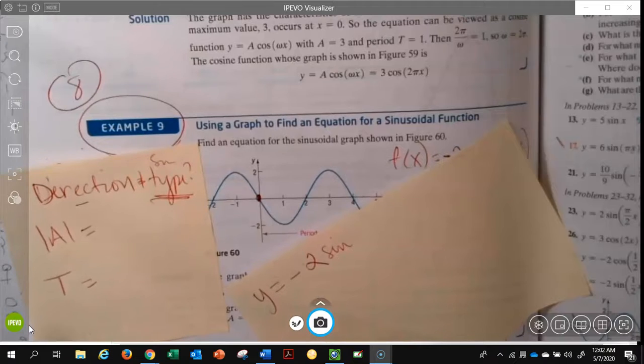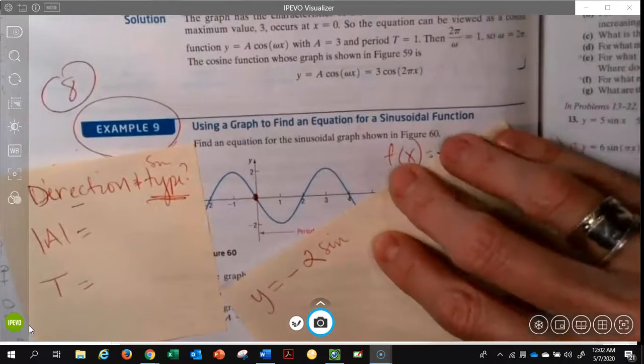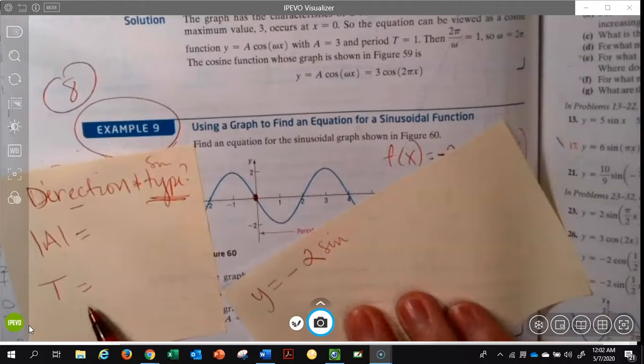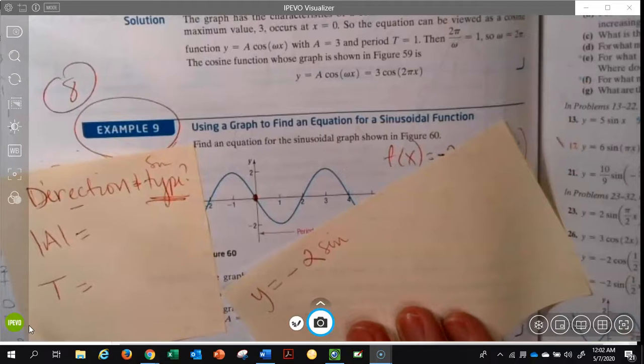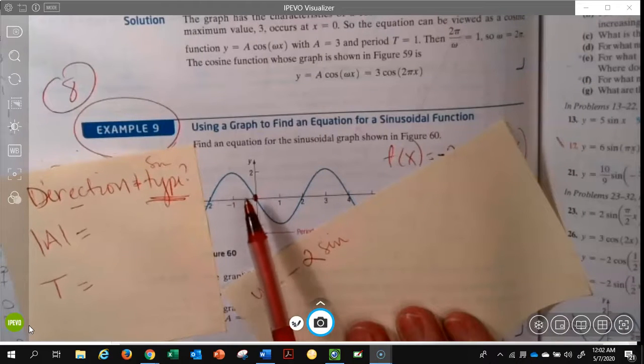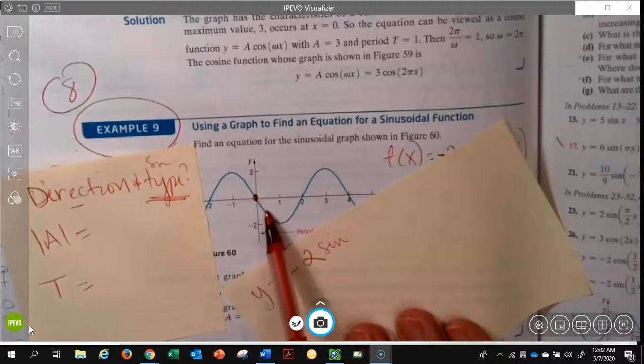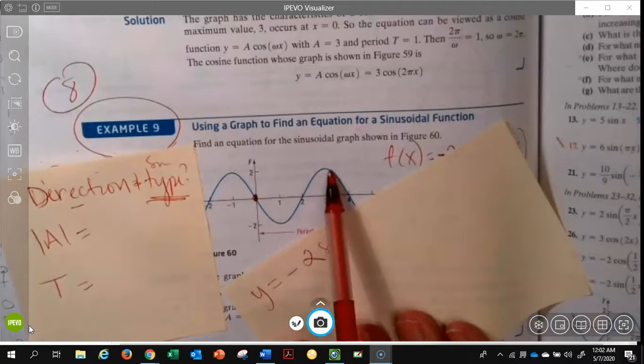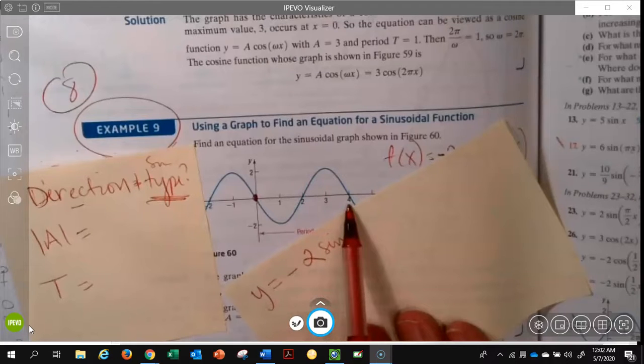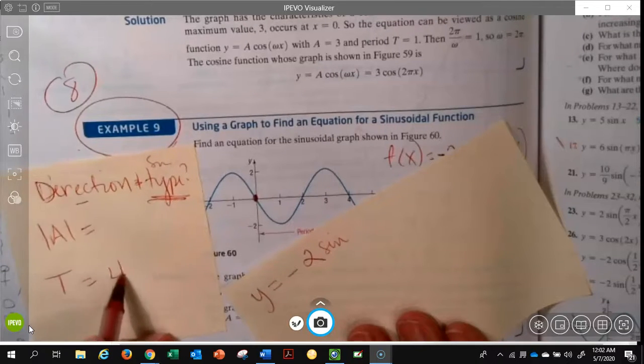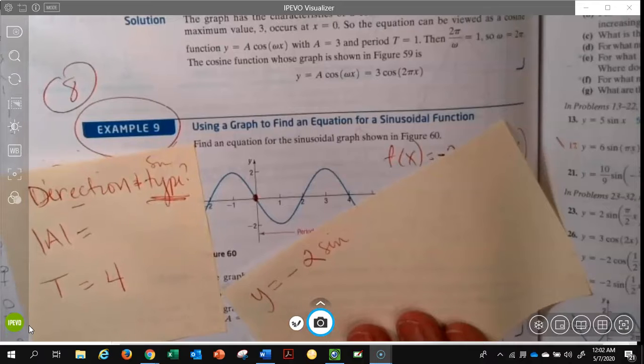So the T is the weirdest one. T means period. T means how long does it take for the cycle to repeat itself. If we start here at 0, it goes down back to 0 and then up back to 0. So the time frame, how long does it take to repeat, is a 4. Not a 4 pi, not a 2 pi, just a flat 4. So my period is 4.